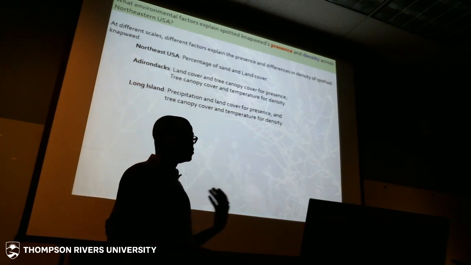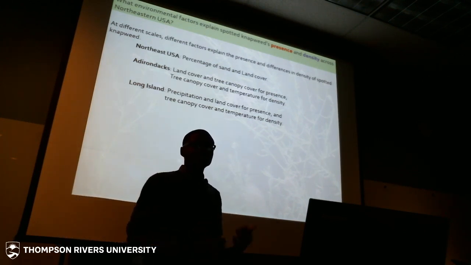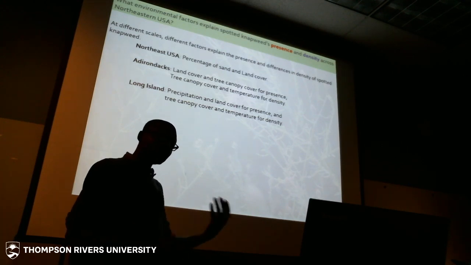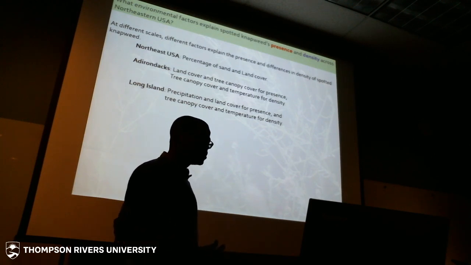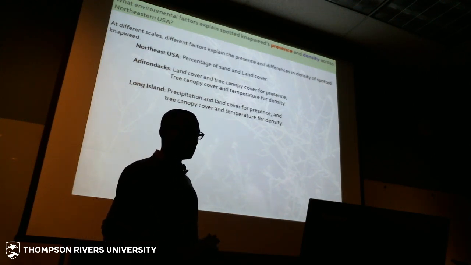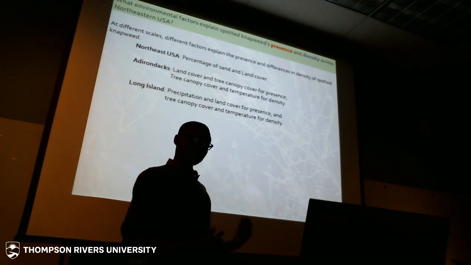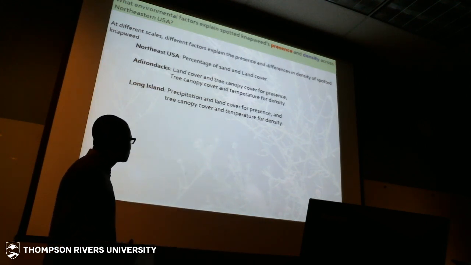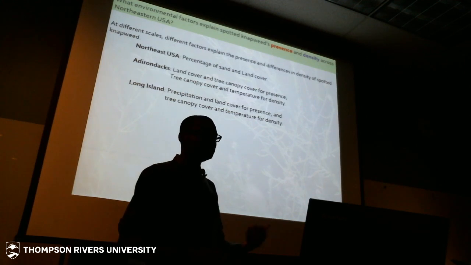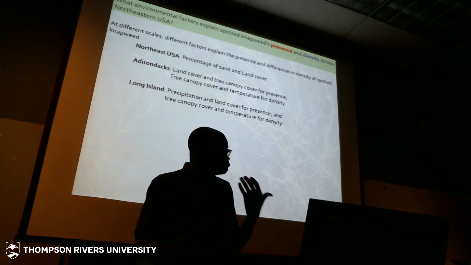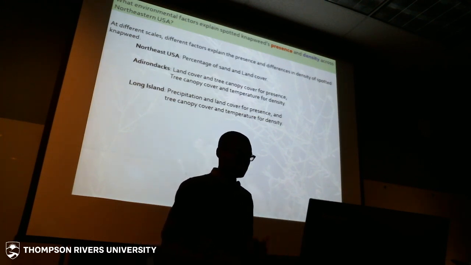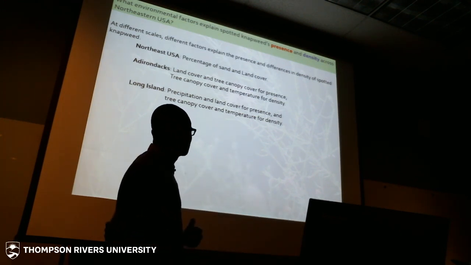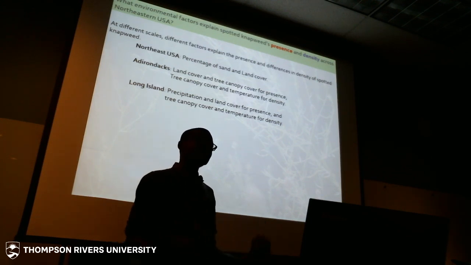So in the Northeast, the amount of sand in the soil and land cover explain the presence of spotted knapweed, while in the Adirondacks, land cover and tree cover explain presence, while tree cover and temperature explain density. On Long Island, precipitation and land cover explain presence, while tree cover and temperature explain the differences in density. And so there is some additional information that you might get if you use density in species distribution models.